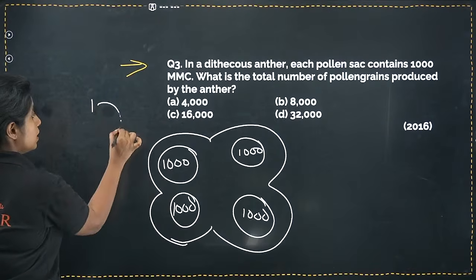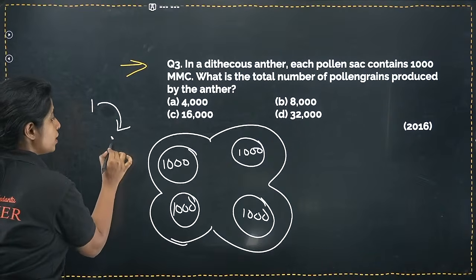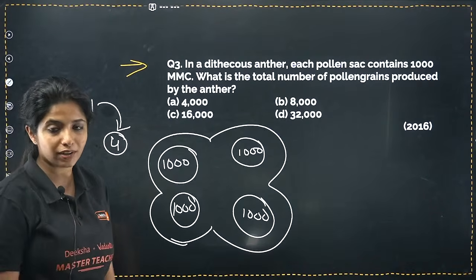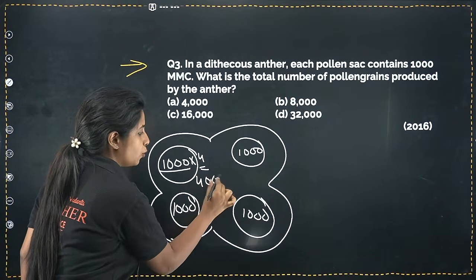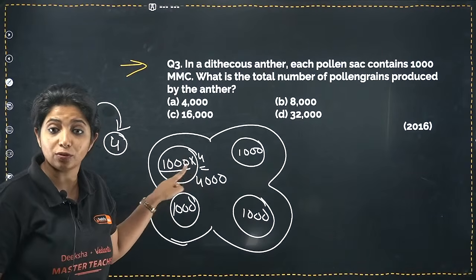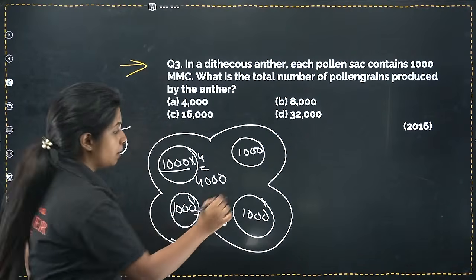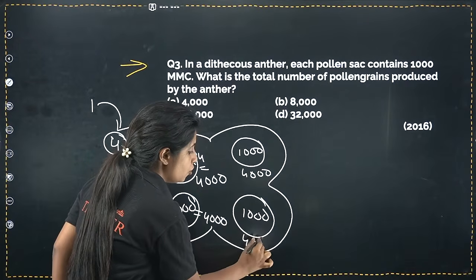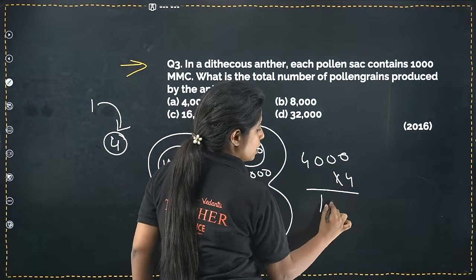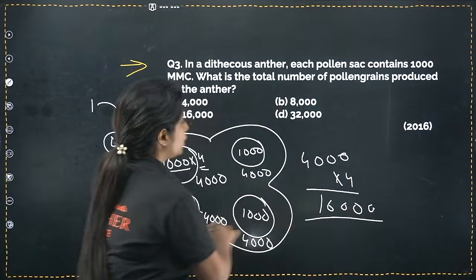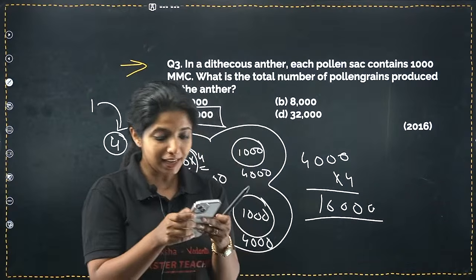One pollen mother cell, or microspore mother cell, produces how many pollen grains? 4. They produce 4 pollen grains at the end. So when I say there are 1000 of them, if I do 1000 into 4, what do I get? I get 4000. Now listen, this is not just one scenario. You have to think about the other scenarios as well. Here also they will be releasing 4000 pollen grains. Here also 4000. Here also 4000. So 4 times 4000. If you calculate 4000 into 4, what will be your answer? It will be 16,000. Your answer is going to be C.